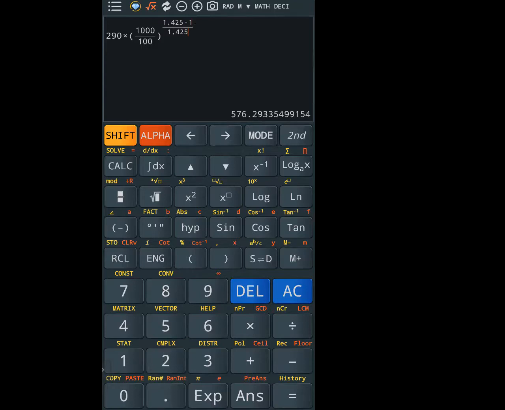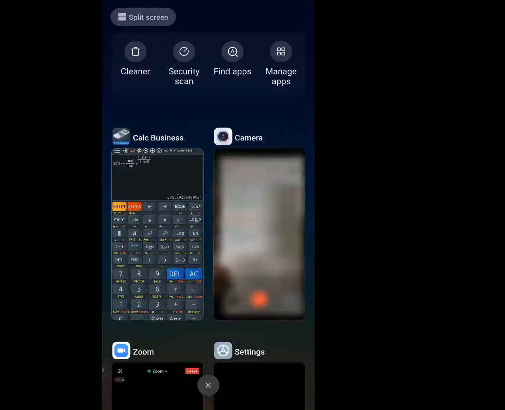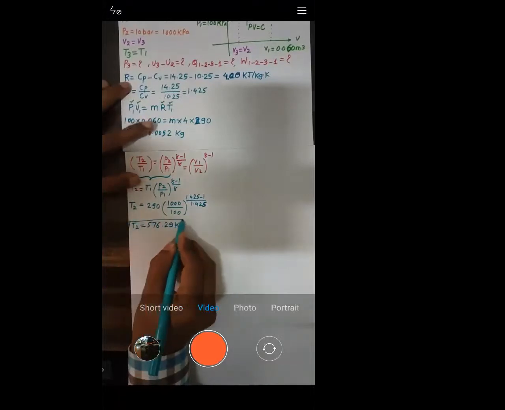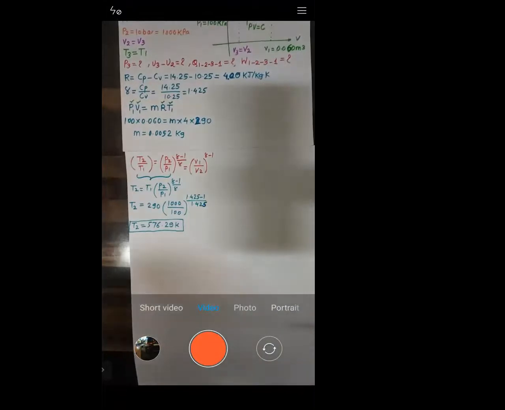We are getting this as 576.29, right? So this is the value of temperature that we got. This we got as the temperature at point number 2. Okay, let us calculate similarly.